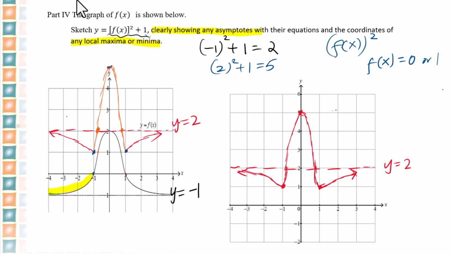Clearly showing any asymptotes with the equations and the coordinates of any local maximum or minimum. You need to label the points and also write down the equation of any asymptote line. This is 0, 5. This point is negative 1, 1. This point is 1, 1. Graph is y equals f of x squared plus 1.